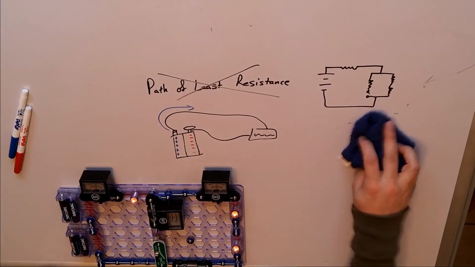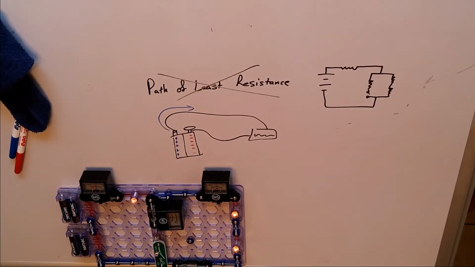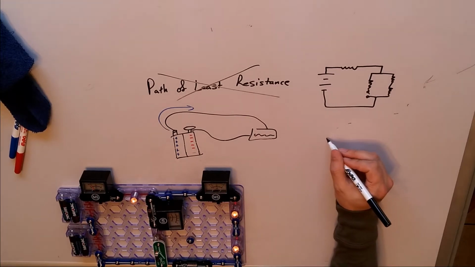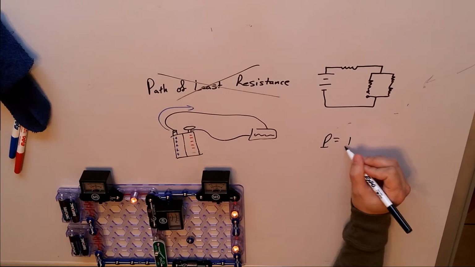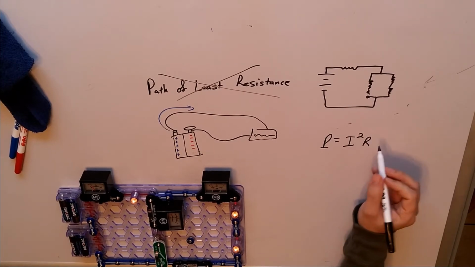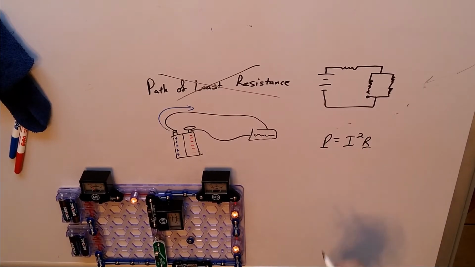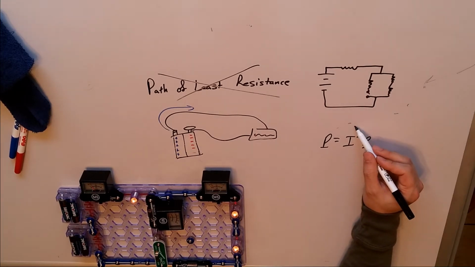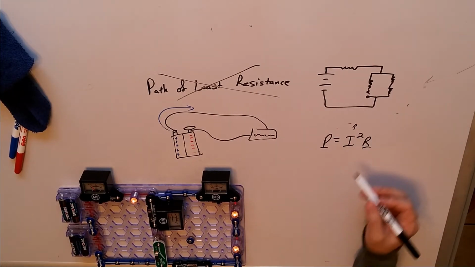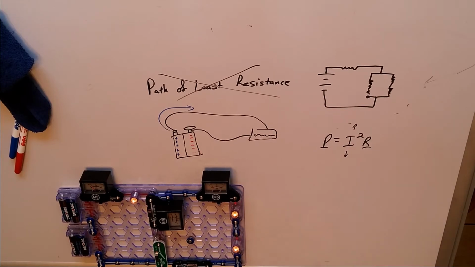I'm going to erase all of this. We're going to keep in mind that each of these bulbs are identical, or at least as close as we can get them, which means their brightness is going to tell us how much current effectively they're getting through there. So the power, the brightness of the bulb, is equal to I squared times R. If they all have the same resistance, then the one that has the greatest current will be the brightest bulb, and the one that has the lowest current will be the dimmest.